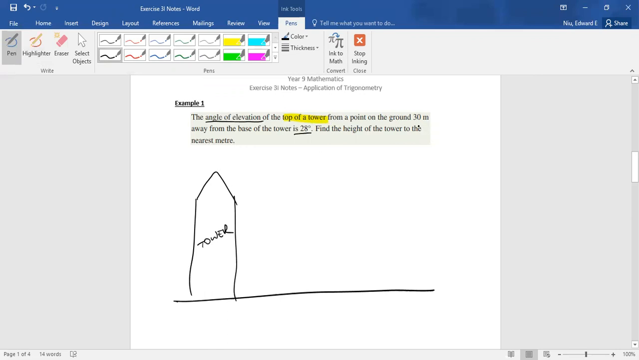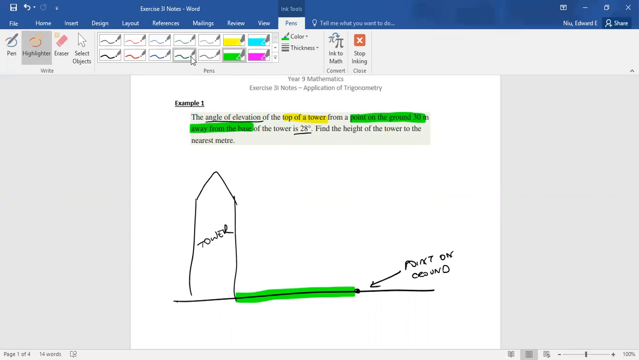Okay, from a point on the ground, 30 meters away from the base. So let's say this is the point on the ground. Again, I'll label it: point on ground. And we know the point on ground is 30 meters away from the base. In other words, this distance to that distance there is 30 meters.